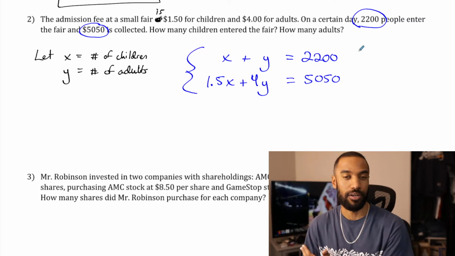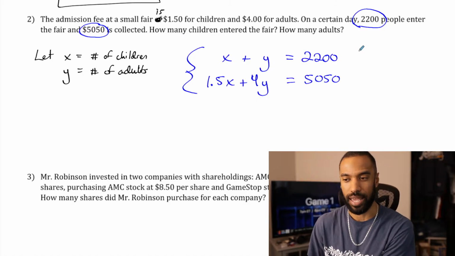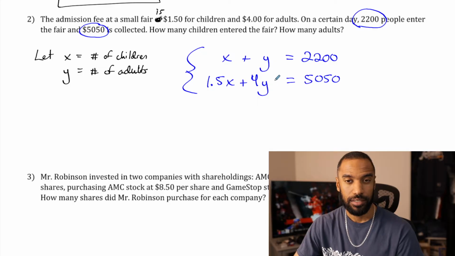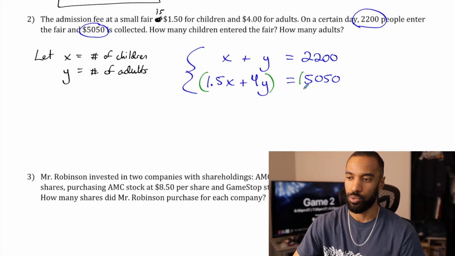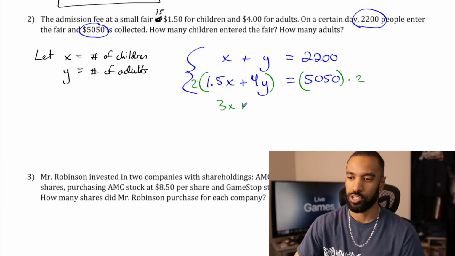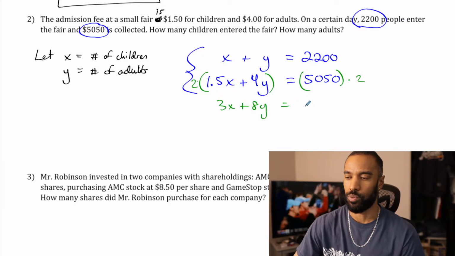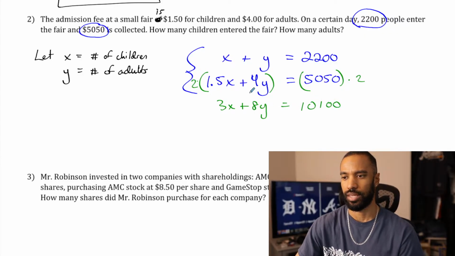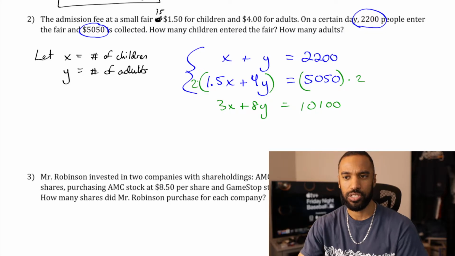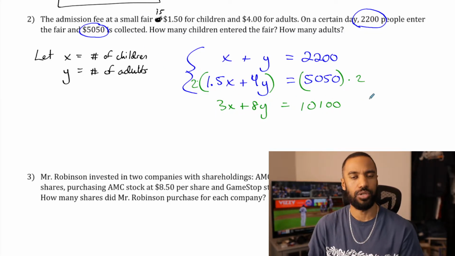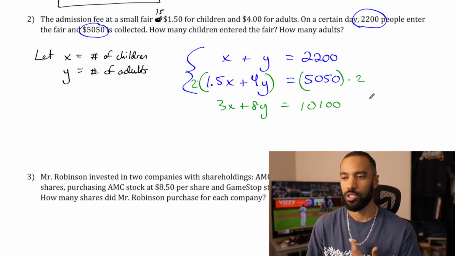One of my preferred go-tos generally is to not have decimals if I can help it. You could multiply everything here by 10. Heck, you could multiply everything here by 2 if you wanted to. I could say times 2, and then you have 3x plus 8y equals 10,100, like that. So there's a good rewrite. It just helps things look better for some people, especially if they didn't have a calculator.